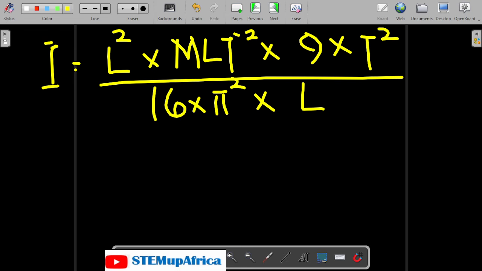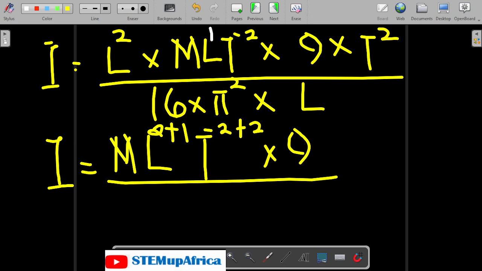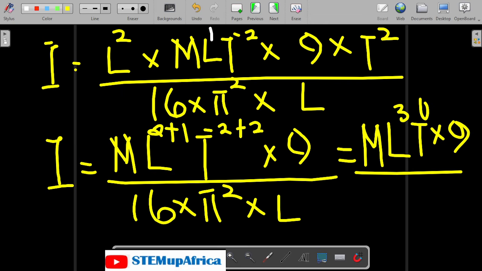I will apply the law of indices where necessary. Here L is raised to power 1. So I apply the law of indices to L and T. The moment of inertia now becomes M, L to the power 2 plus 1, T to the power minus 2 plus 2, times g over 16 pi squared L. If I simplify, that gives M L to the power 3 T to the power 0 times g over 16 pi squared L.